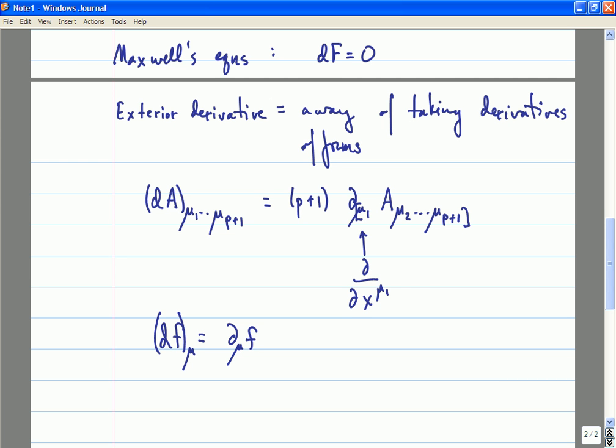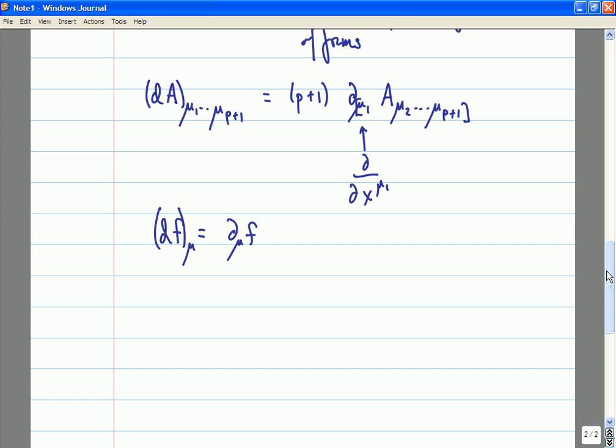Different indexes? Yes, so perhaps it would be useful if I worked this out a little more explicitly. For example, if you have a one form omega, that's a guy with one index, and if you take d of it, you get a two form. So what is that? That is the tensor with components d mu omega nu minus d nu omega mu. So I'm anti-symmetrizing over those two indices.